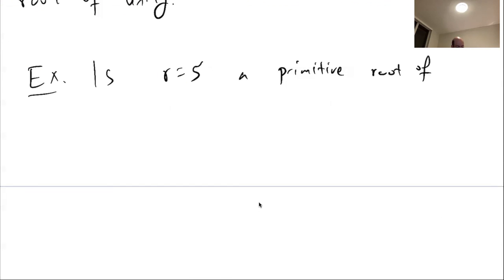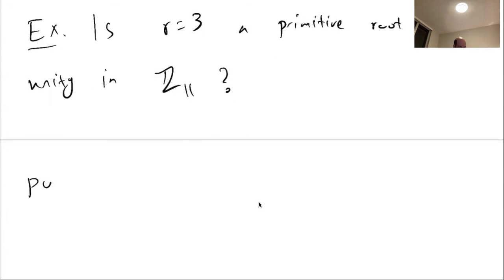So let's look at an example. Is r equals 5 a primitive root of unity in Z_11? Or is it r equals 3? So let's look at the powers of 3. If p minus 1, which in this case p is 11, if 10 is the smallest power such that 3 to power 10 is 1, then 3 is a primitive root of unity. Otherwise, it's not. So let's look at powers of 3.